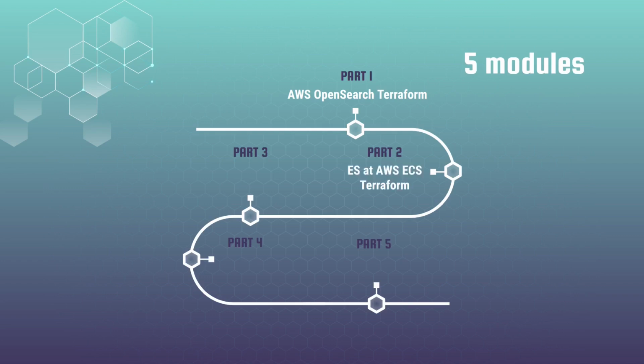In the second part, I will show you how to deploy an Elasticsearch cluster at ECS, Elastic Container Service. And again, we will use Terraform modules for that. I will show you why you can't use Fargate in that case and how many problems should be resolved to deploy Elasticsearch at ECS. The next module is about how to deploy Elasticsearch on EC2 instances using Docker Swarm.